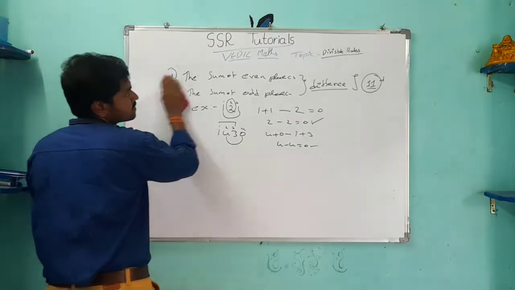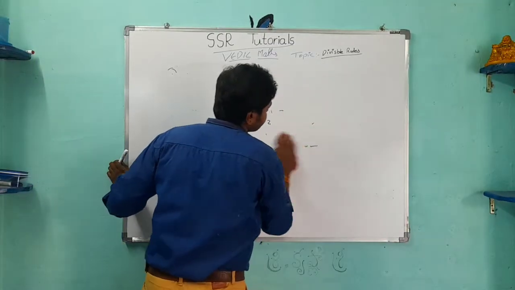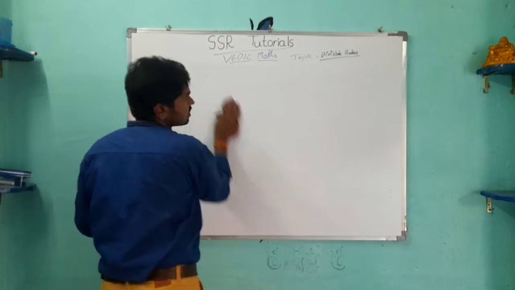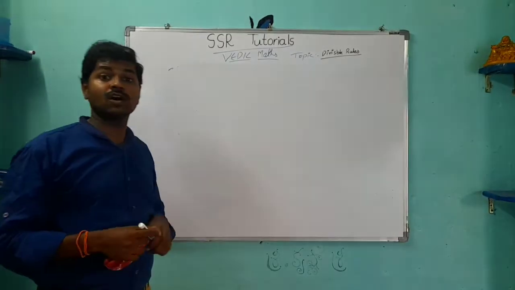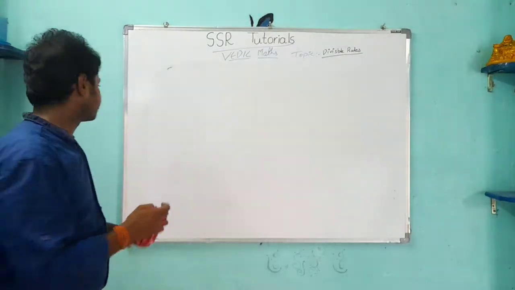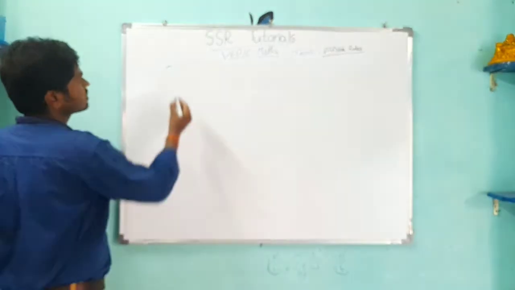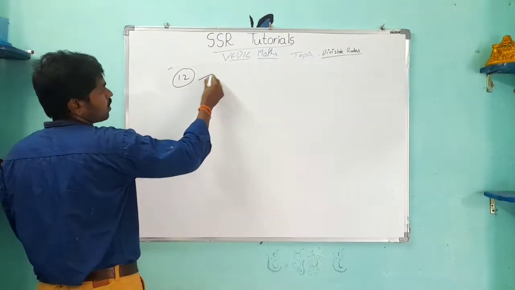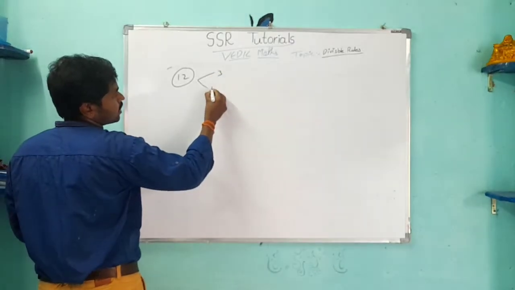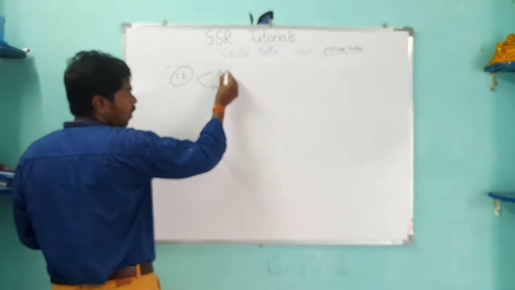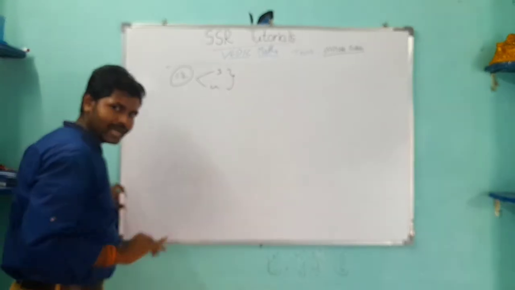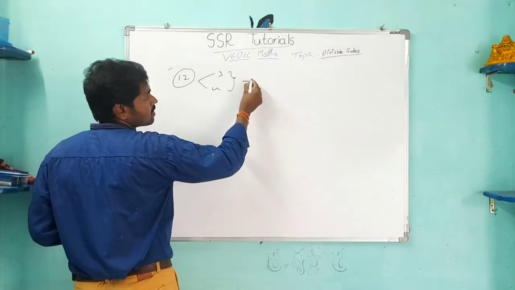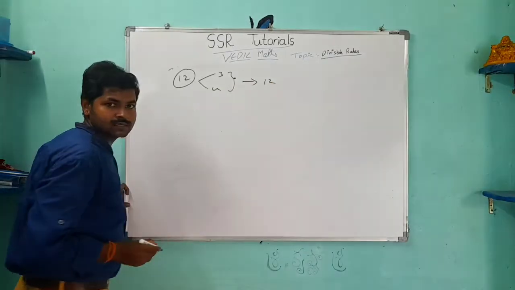Once again, these divisibility rules are not only for 6th class and 7th class; all competitive exams use divisibility. So next, 12. Simply, what is 12? 3 into 4. So if any number is divisible by both 3 and 4, the number is divisible by 12.